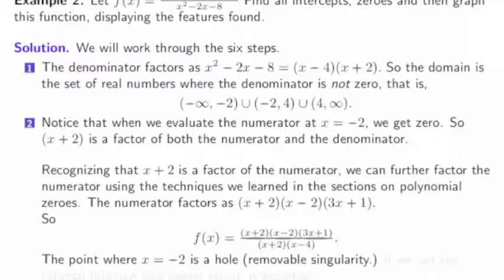That means that x equals minus 2 is a hole, a removable singularity. We can then put our rational function in lowest terms and write it this way, just remembering that we cannot plug in minus 2 for x. The y-intercept is what we get by plugging in x equals 0. That turns out to be positive 2.